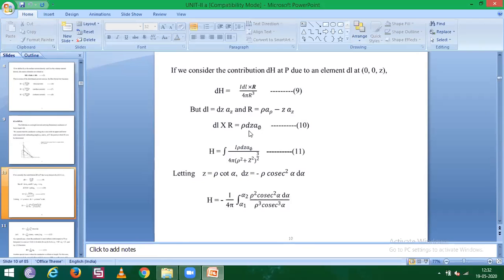Okay, so once we have this, we substitute it here. It is I into dl cross R, written as rho dz a phi, divided by 4 pi into R cubed. R is the magnitude of this vector, so it is the root of rho square plus z square, which can be written as rho square plus z square to the power of 3 by 2.